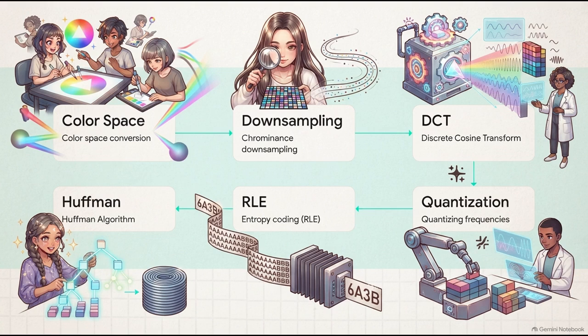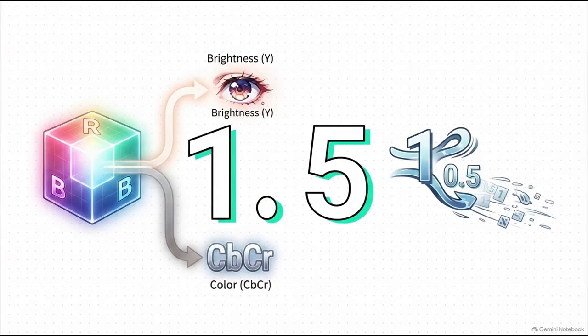First up, it converts color spaces. Then it strips out invisible color data. Next, it translates pixels into frequencies using what's called the discrete cosine transform. After that, it quantizes them to drop high-frequency noise our eyes can't even see. And finally, it uses both run-length encoding and that Huffman algorithm we just learned about to pack it all down super tightly. What's completely wild is just how efficient this pipeline really is.